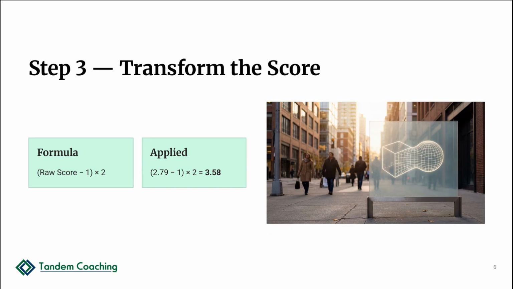Step 3, transform the raw score. Subtract 1, then multiply by 2. 2.79 minus 1 equals 1.79. Times 2 equals 3.58. That's the transformed score. The transformation stretches the scale to make differences more visible.